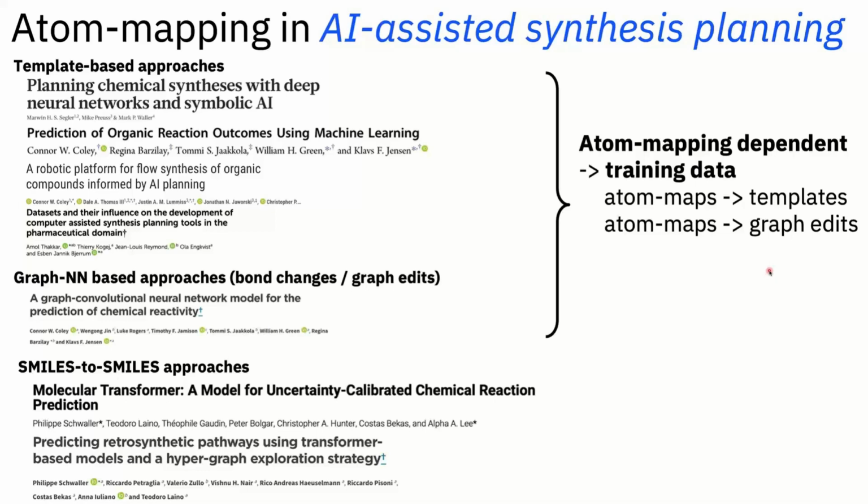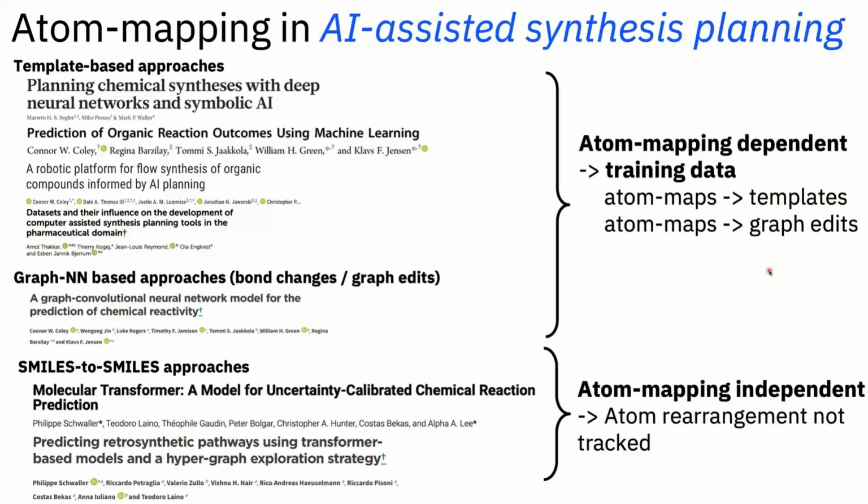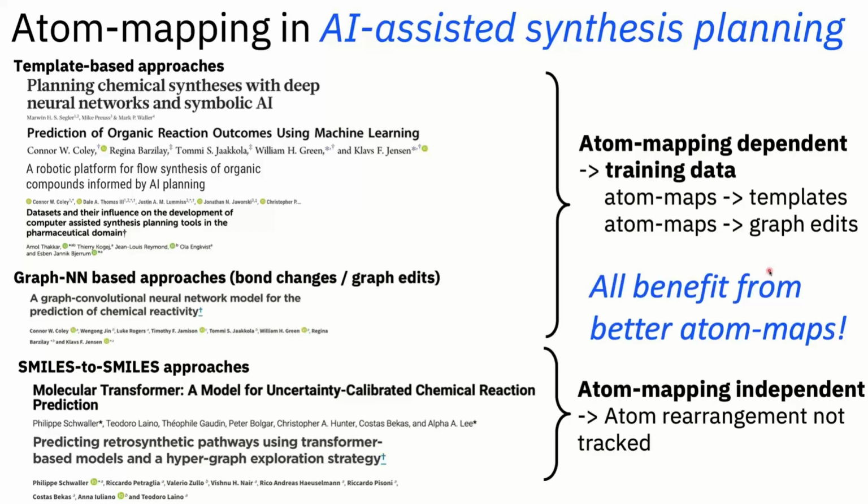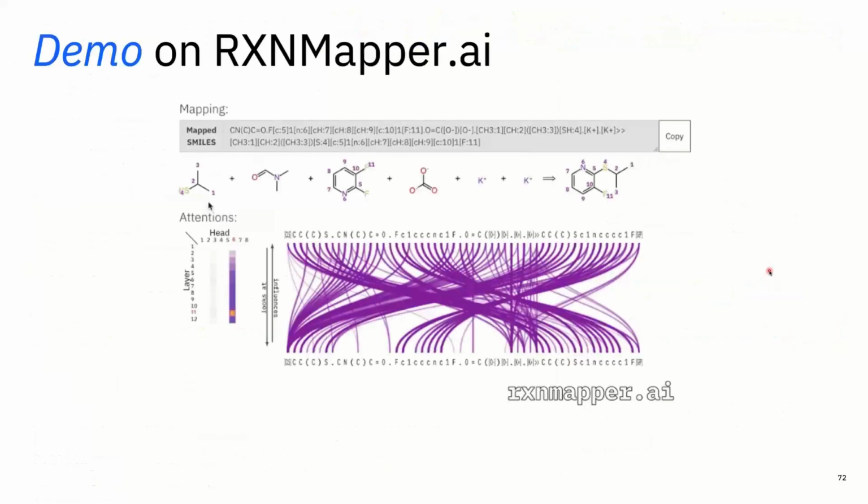Graph-based approaches require atom map training data to define the graph edits that they are then trained on. On the other hand, our models, our SMILES-to-SMILES models, can be completely atom mapping independent, but we lose this tracking of how the atoms reconfigure during reactions. And this would be really nice to know, because we can get a lot more information on our predictions if we have this. So I would say all of those methods in the end benefit from having better atom maps.